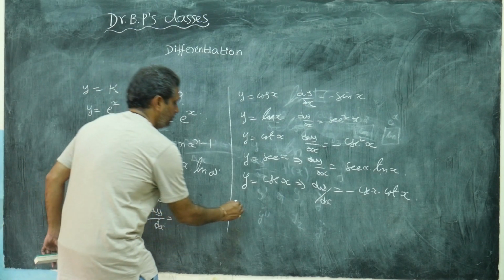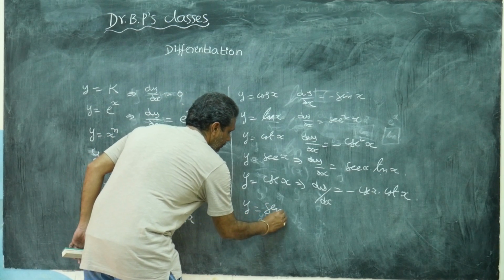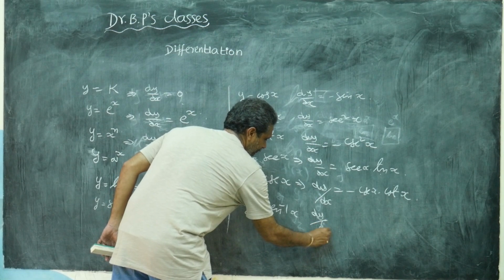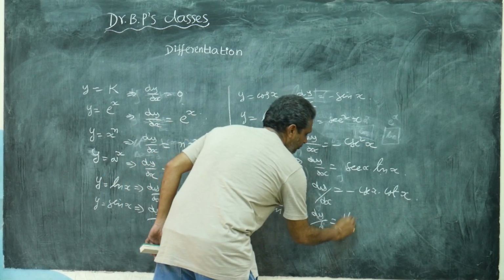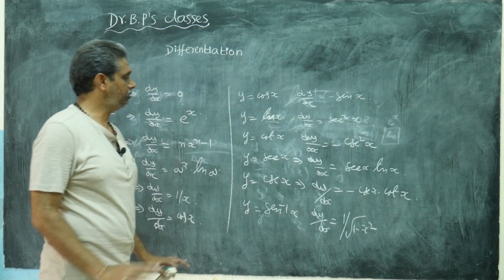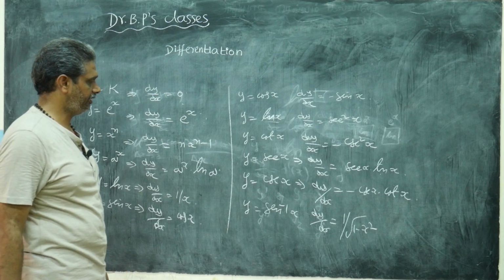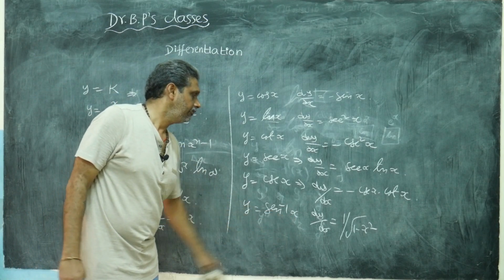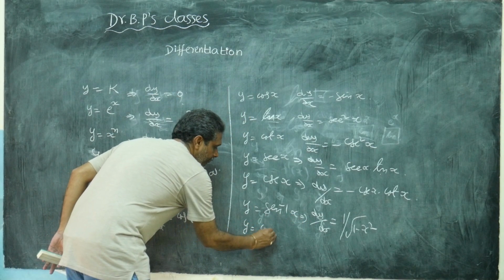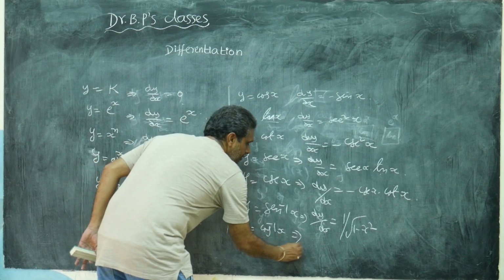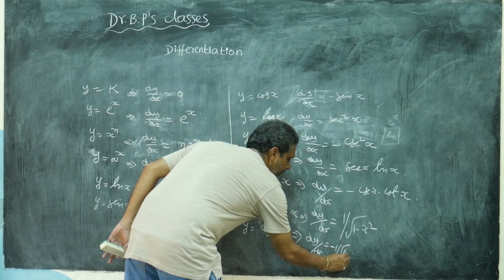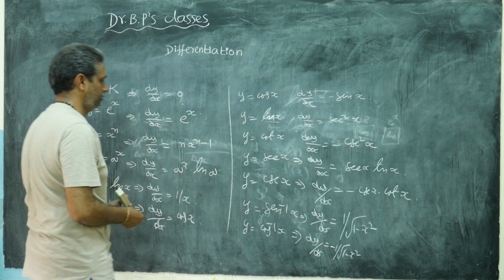Then y is equal to sin inverse x. Then dy by dx what you will get? 1 by root of 1 minus x square. See, formulas you can remember throughout your life, whether you are doing problems or not is a different issue, but formulas you should keep at your fingertips. Then y is equal to cos inverse x. Dy by dx what you will get? Minus 1 by root of 1 minus x square. Correct or not?